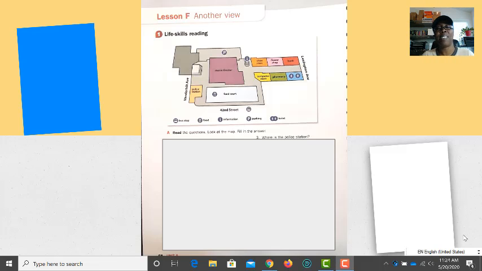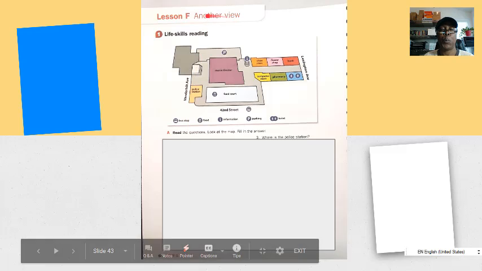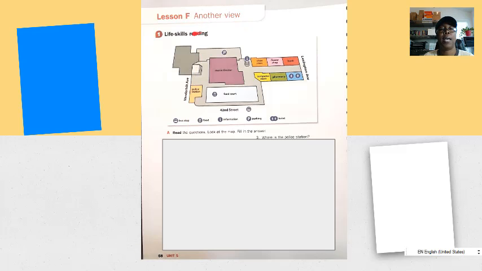Hey everyone. Okay, so we are wrapping up Unit 5, and we are going to finish off in these last two pages, pages 68 and 69. I believe those are the last two pages of Unit 5. And we are going to go ahead and finish off Unit 5. Yay! So what this is about, as you can see right here, it's what's called another view, right? Another view, life skills reading.